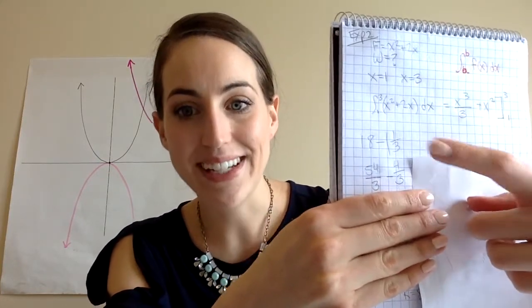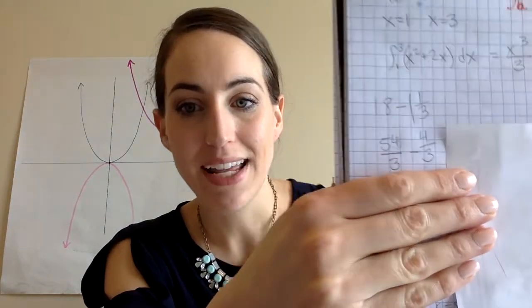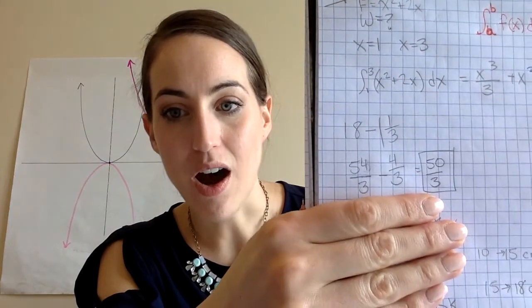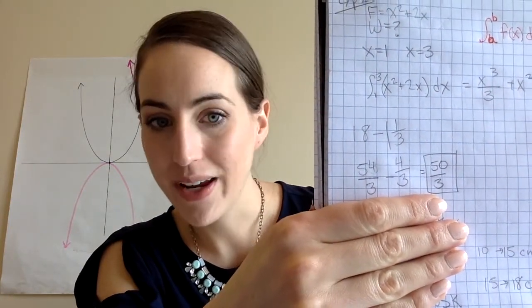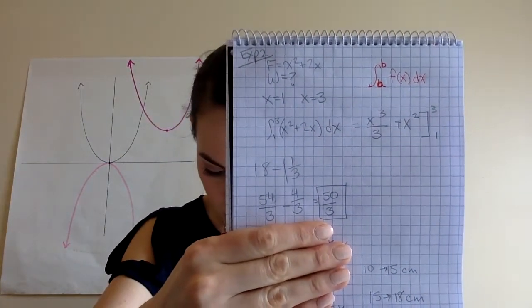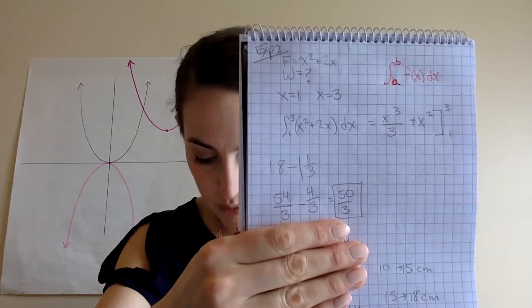Whew. Now we can subtract. We have the same denominators. 54 minus 4 is just 50. And so you have your answer of 50 over 3. And we're done. Okay, so that was example 2 on page 447 if you want to follow along.